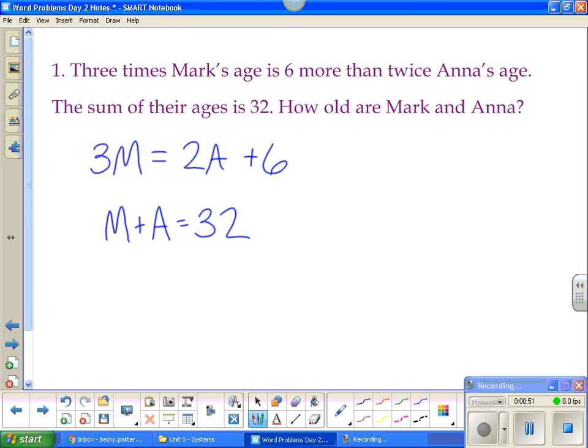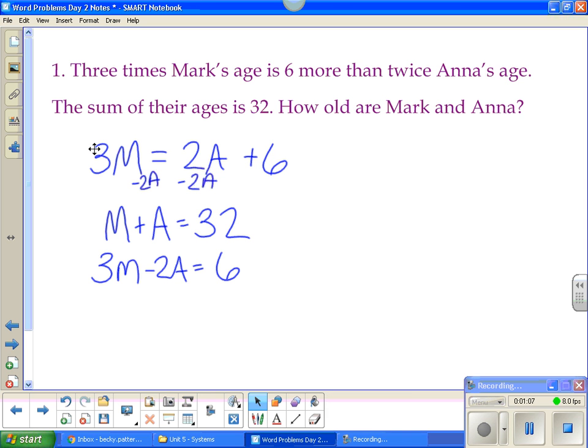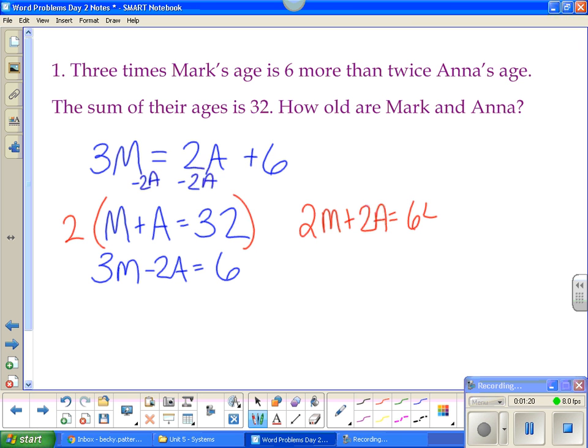Well, the bottom equation looks great. Everything's in order. The top equation, however, does not. The 2a's on the wrong side. So we're going to subtract it over and get 3m minus 2a equals 6. Now I have a very nice system of equations. I'm going to solve this by elimination. Since my a's already have different signs, I'm going to multiply the top by 2 to make my a's cancel. So 2m plus 2a equals 64, and 3m minus 2a equals 6, and these cancel.